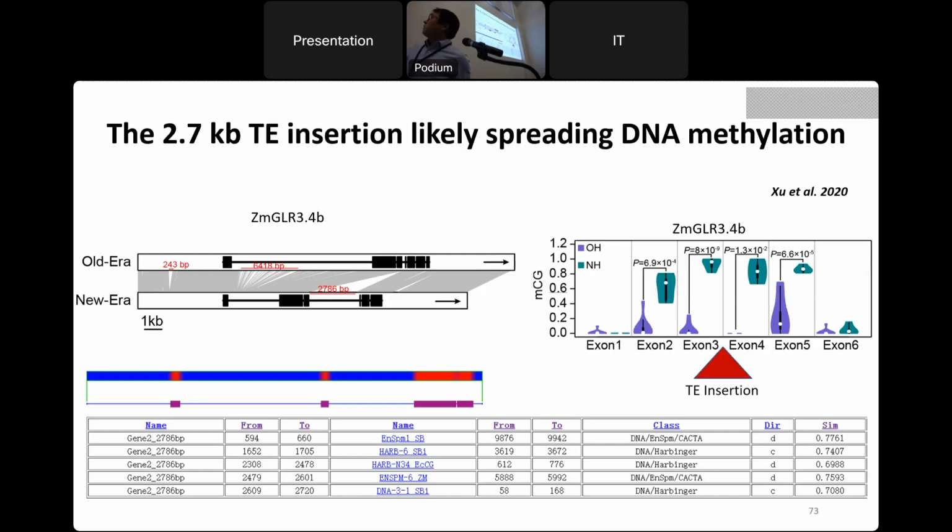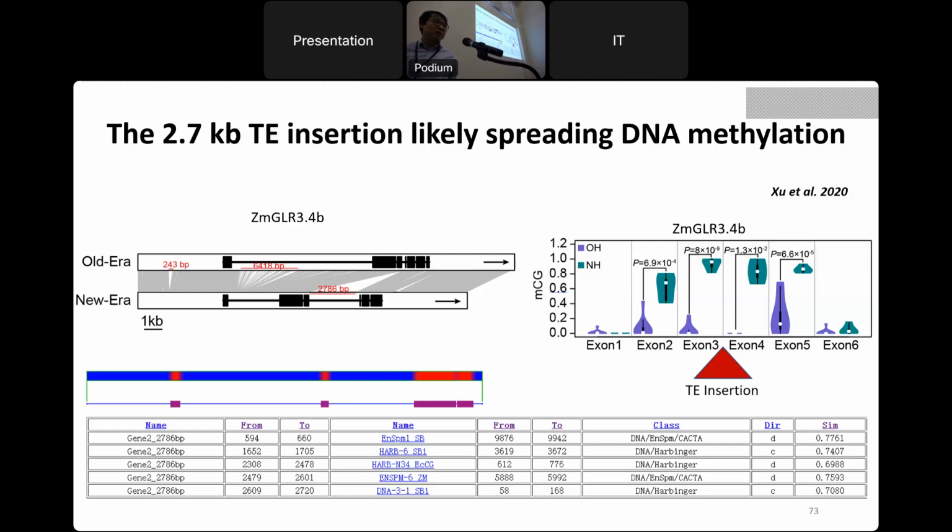We also checked, again, the second gene. The transposon insertion is especially at the third intron, highlighted by the red triangle there. That's a transposon insertion in B73. We found there's a clear methylation difference between new era and old era inbred lines. For the new era, with the transposon insertion, their gene expression is high, and also their methylation is high. So this is counterintuitive.